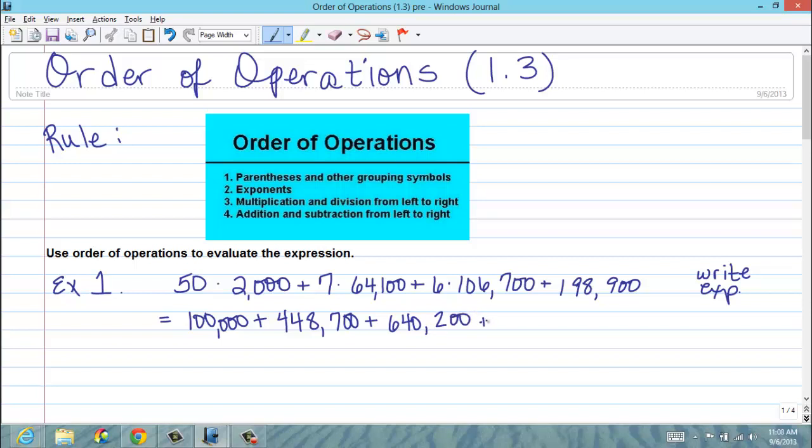And then plus 198,900. So what did I do here? I multiplied. Now I've taken care of it, there's no other multiplications, no divisions. Now we can go down to step 4, which is to either add or subtract in order from left to right. And these numbers are all being added, so we can just find the total, which will give us 1,387,800. And how did I get this answer? I added.